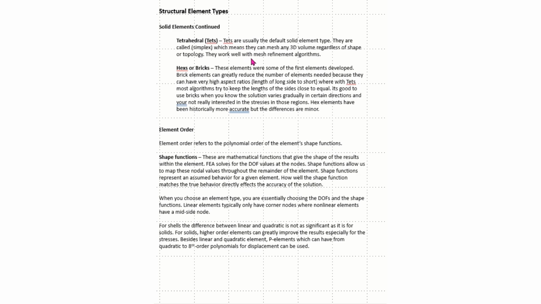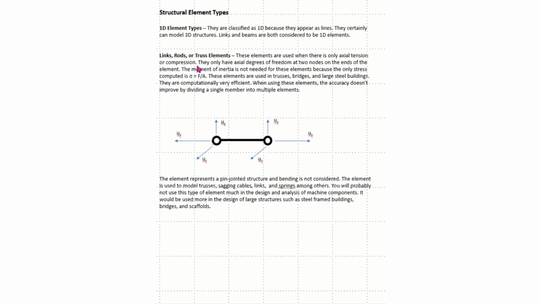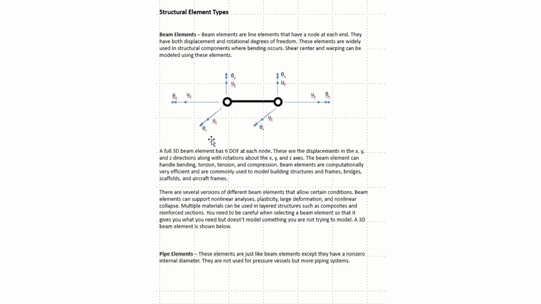So again, in summary, we have back here links, rods, or truss elements that are all the same element. They can have displacements in 3 dimensions at each node, and each element has 2 nodes. Then we looked at beam elements, and beam elements have displacement degrees of freedom at each node, as well as rotations at each node.